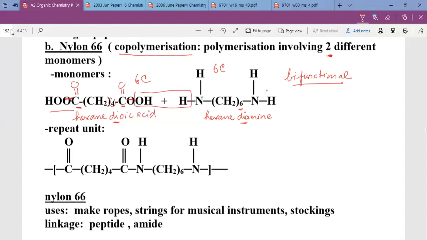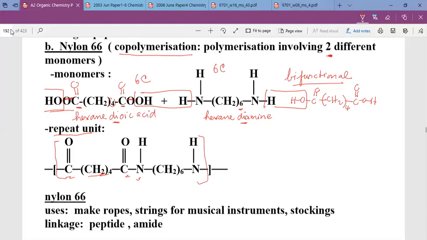Here, if you want to put the other one here, HO, and C double bond O here, and your bracket CH2 4, if you want to continue, I think in your own time you should continue to show that it comes out like that. Remember, OH comes out, so it starts here, and of course to the end here, and stop here. So from here to here is called your repeat unit.